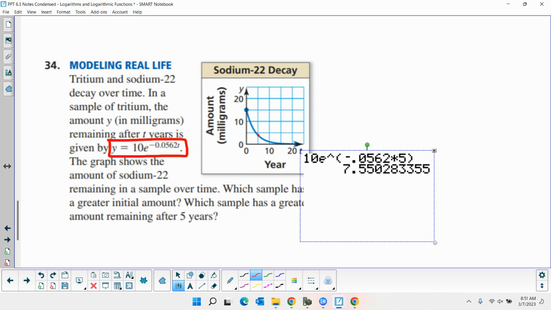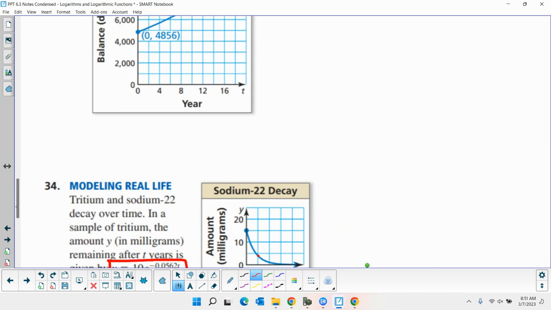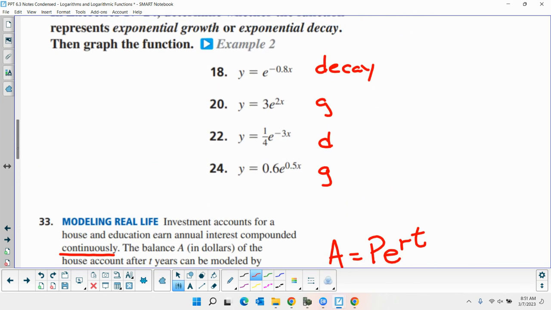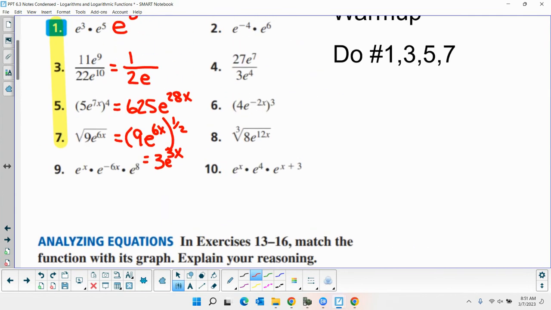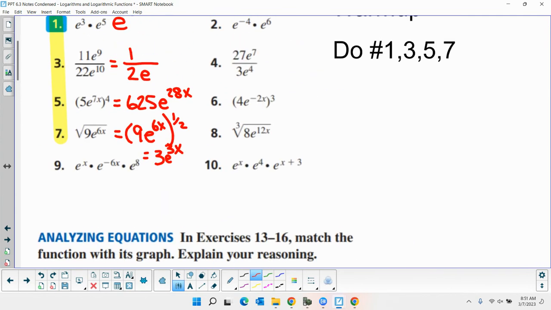It gave us a formula. Graphing, and we're just going to graph on our calculator, okay? And then simplifying those natural log base e expressions is normal stuff you've done in the past. It's just an e instead of an x, y, or z. That's all. Okay? No questions?